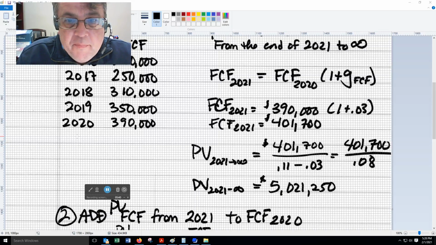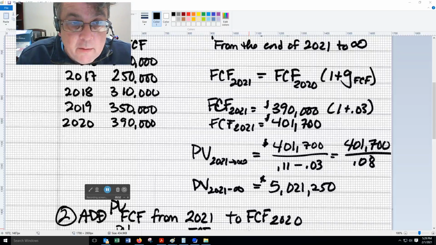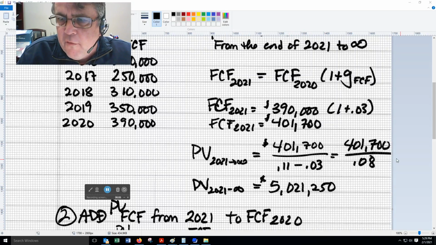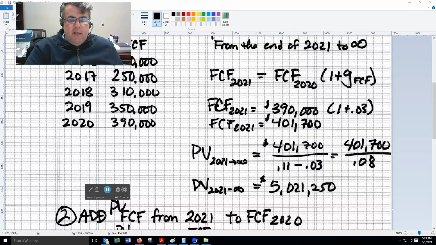To do really what we're doing here is a growth model using free cash flows instead of dividends, and using the RA instead of the required return that we would on the growth model. Okay. So we've got to get free cash flow 1. To do that, we take the $390,000 in free cash flow that this firm made in 2020.